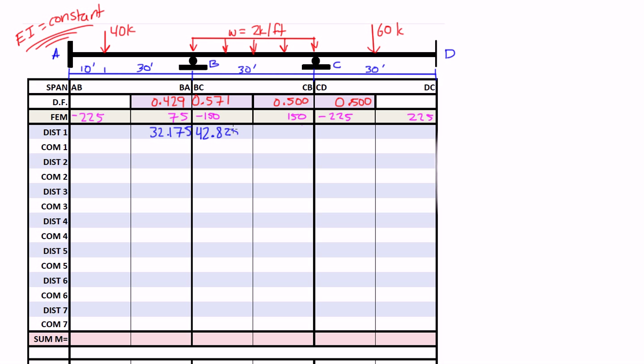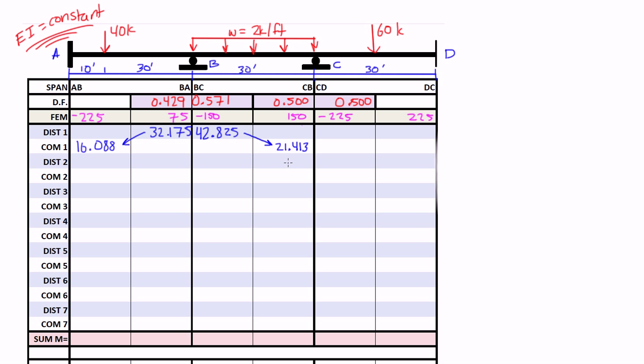42.825. And every distribution has a carryover moment. For the carryover moment, you just bring the moment to the other side and divide by 2. So 32.175 divided by 2 is 16.088, okay? And on the right side, 42.825 divided by 2 is 21.413. So here, we brought the carryover moment to joint A. We really can't go anywhere with joint A, but we can do something with joint B.